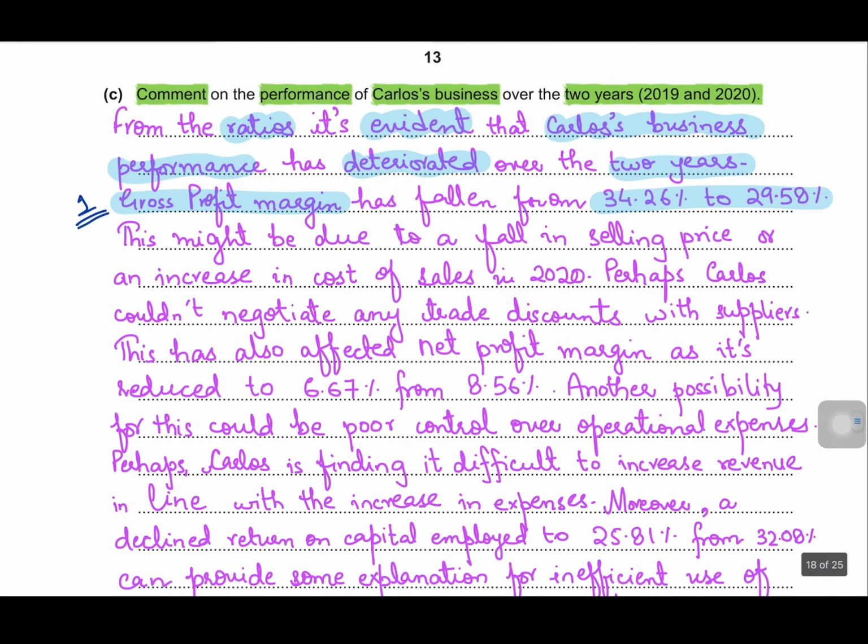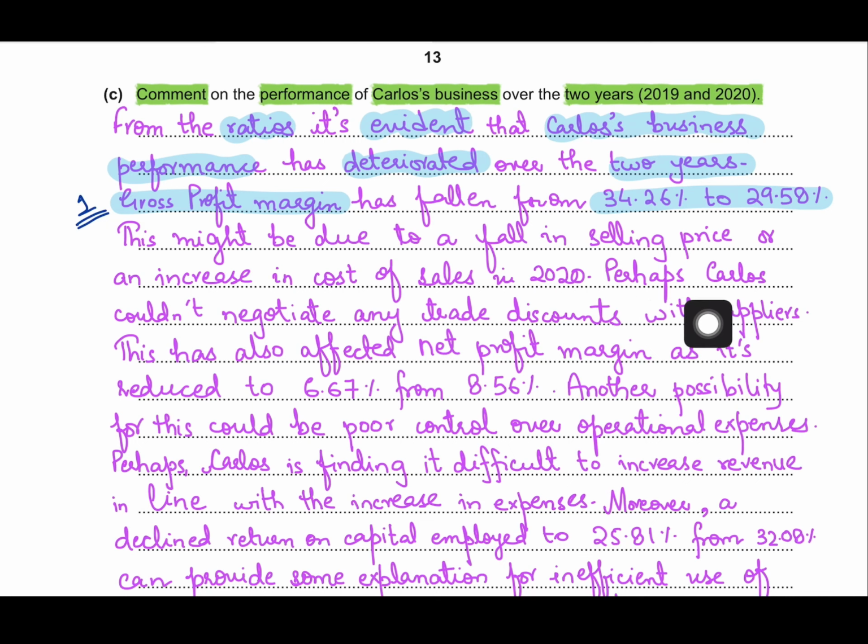Then what could be the reason behind it, right? Now in O levels we are not given the background of the business, right? Whether there was a price increase or whether the cost of sales must have risen, etc., etc. So you have to think about the reasons by looking at the performance of the business, right? Whether the ratios are increasing or decreasing. If the ratio is decreasing, so there might be a fall in the selling price, right? Sales decrease, your GP will decrease.